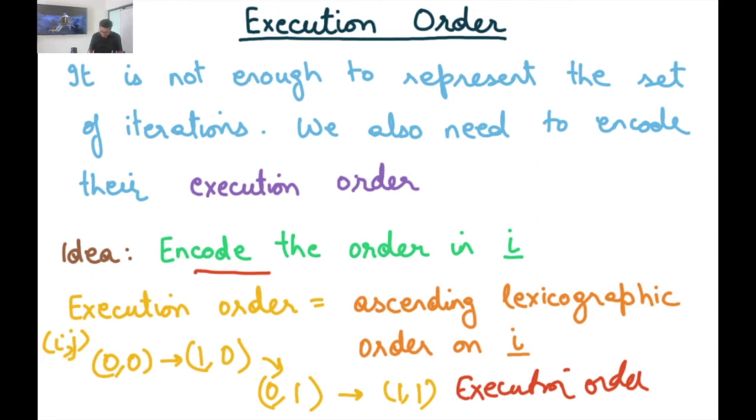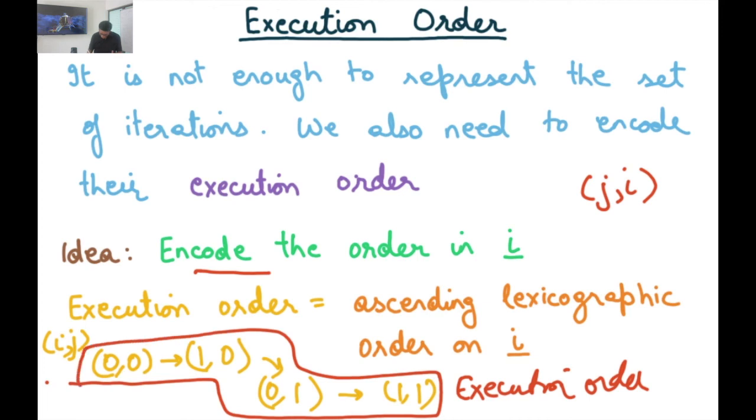In fact, I should probably make this j comma i, and then j comma i would encode this particular execution order, because now if I do j comma i, then I'm going to get 0 0, 0 1, 1 0 and 1 1, and this is going to be my ascending lexicographic order, and this is also the execution order that I desired. And so I'm going to use j comma i instead of i comma j in this particular example.